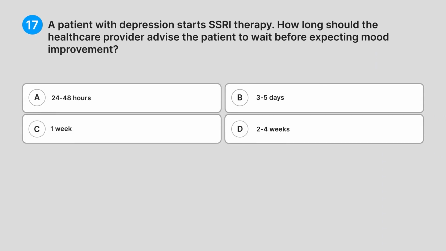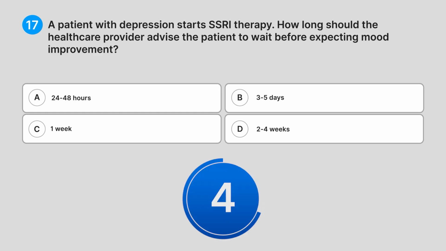17. A patient with depression starts SSRI therapy. How long should the healthcare provider advise the patient to wait before expecting mood improvement? A. 24-48 hours. B. 3-5 days. C. 1 week. D. 2-4 weeks. Can you guess the answer?